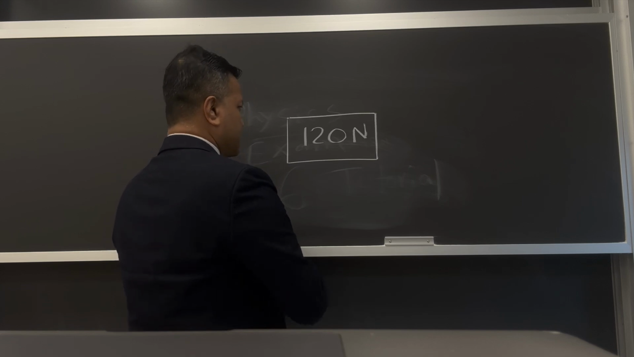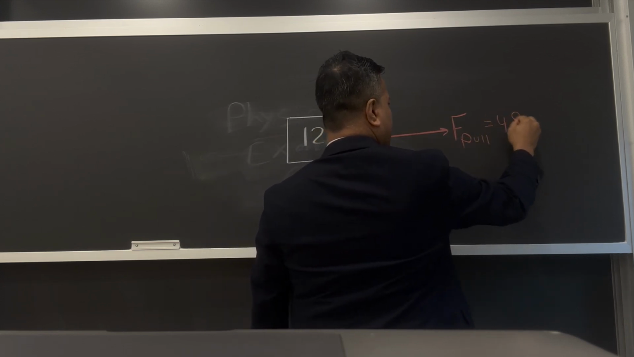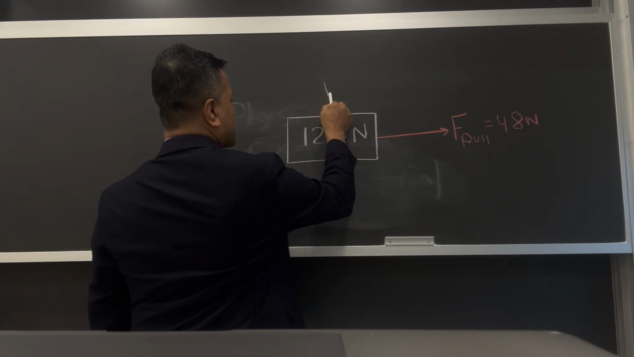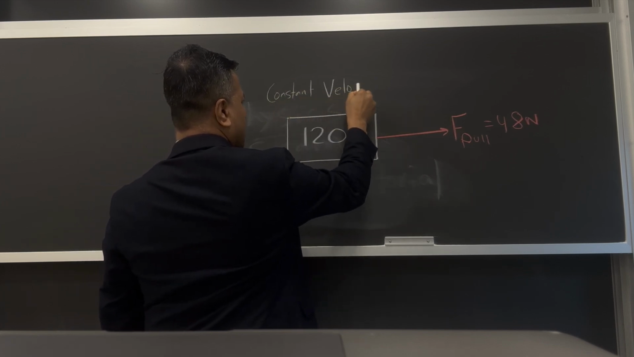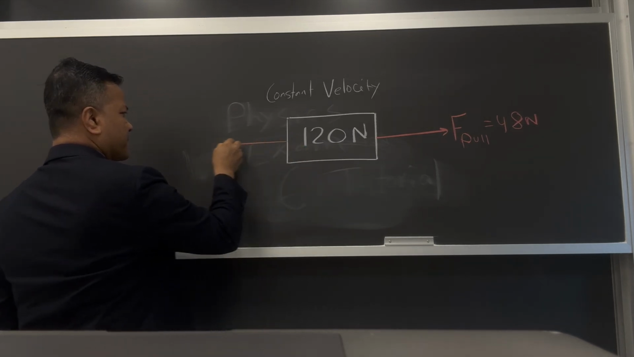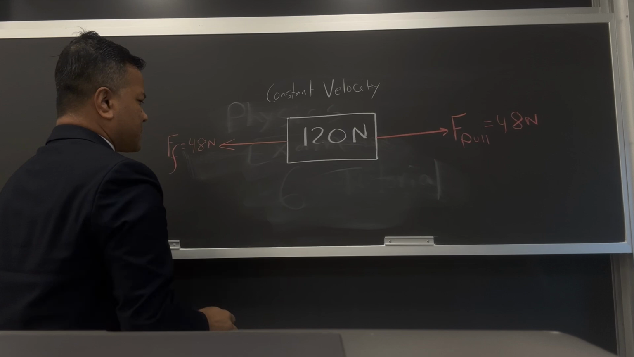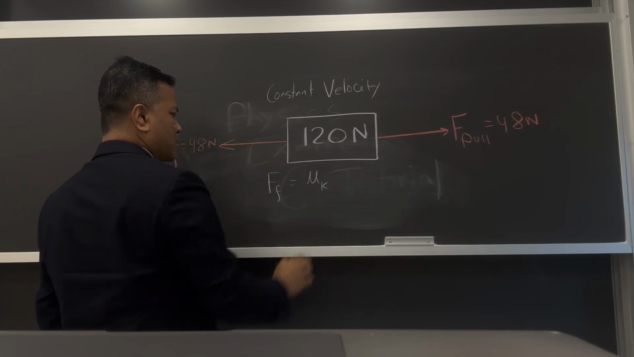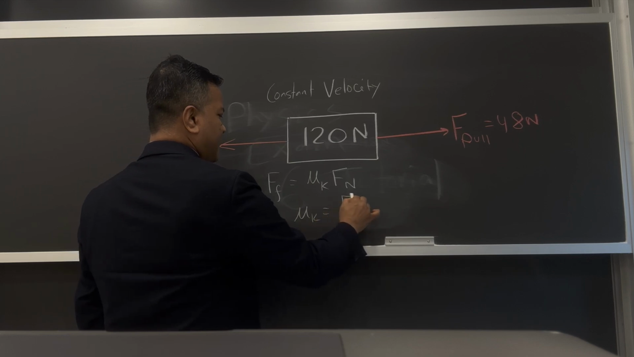Okay, so you pull this object by 48 Newton, right? And what I also informed you in the test is that the box is moving with constant velocity. What does that mean? That means the force of friction is equal in magnitude but opposite in direction, 48 Newton. So you can use the equation F is equal to mu. I asked you to find the kinetic friction because the object is moving with constant velocity, mu k Fn. So mu k is Ff over Fn.